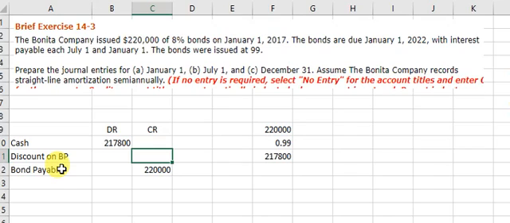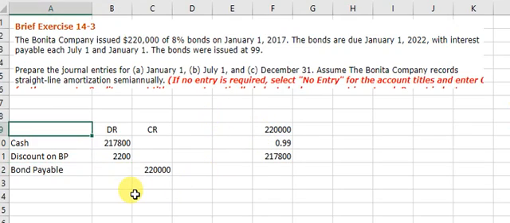And we've got to make the equation equal, so this is just going to be the subtraction of the bond by the market rate, so it's 220. So that's our first entry in figuring out the cash that we received. But now we have a couple other entries, because that was the January 1st, 2017 entry.